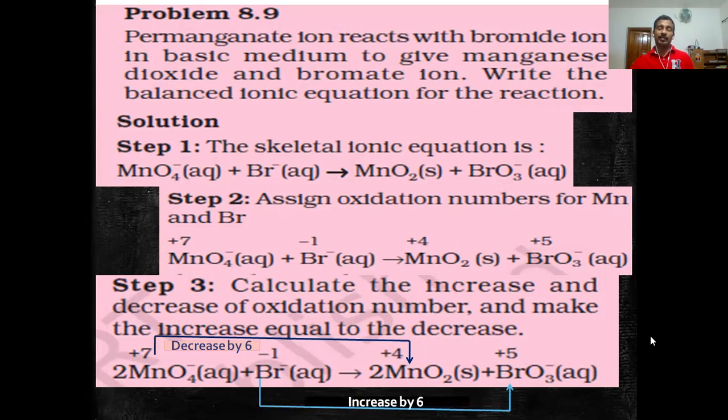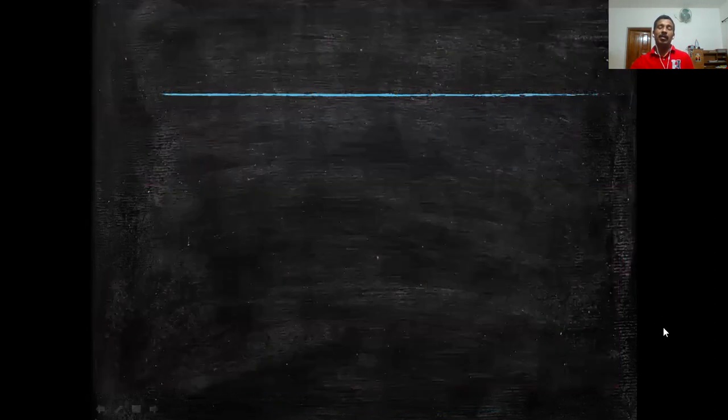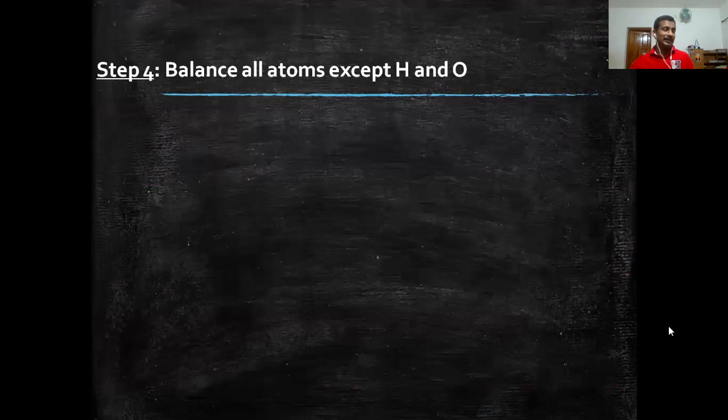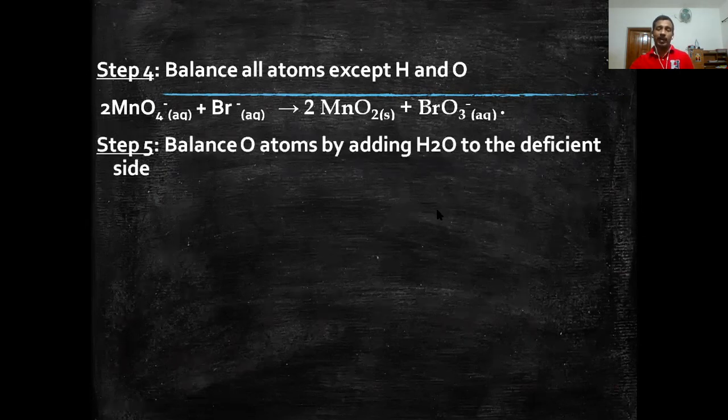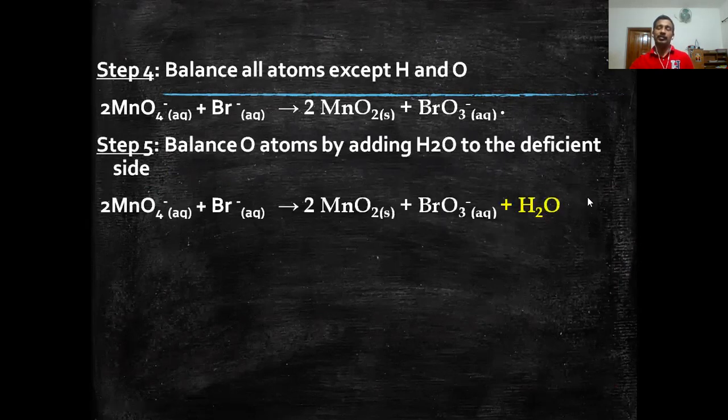Now what is the next step? After making them equal, you have to confirm that all the atoms are balanced except hydrogen and oxygen. You check it. 2 manganese, 2 manganese, Br minus, Br minus. That is balanced. Now what is here? 2 into 2, 4 oxygen plus 3, 7 oxygen atoms here, and 2 into 4, 8 oxygen atoms here. There is a deficiency of 1 oxygen atom here. So you have to add H2O here to balance oxygen atoms. 1 H2O is added here.